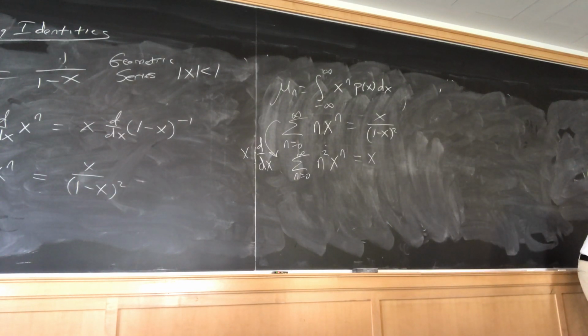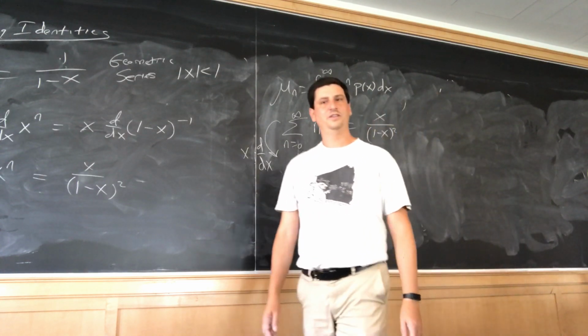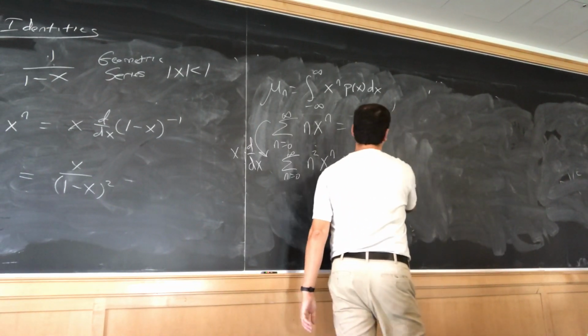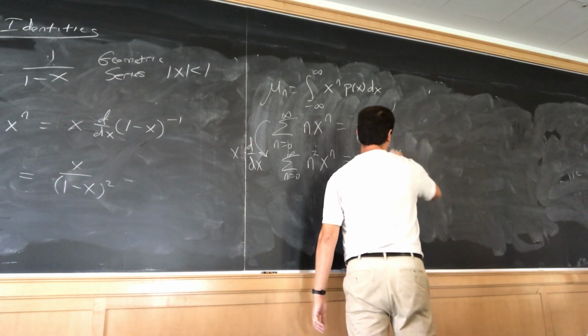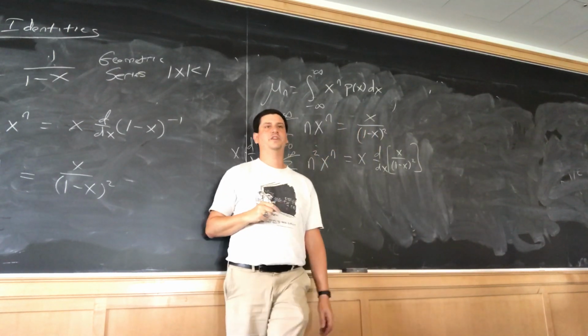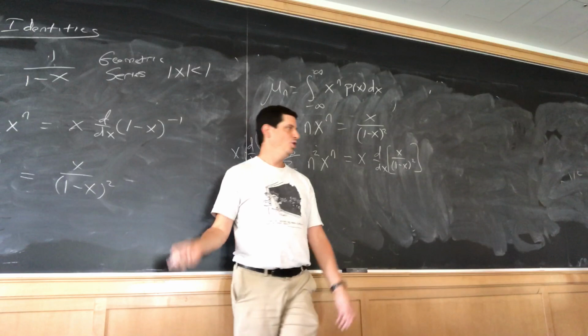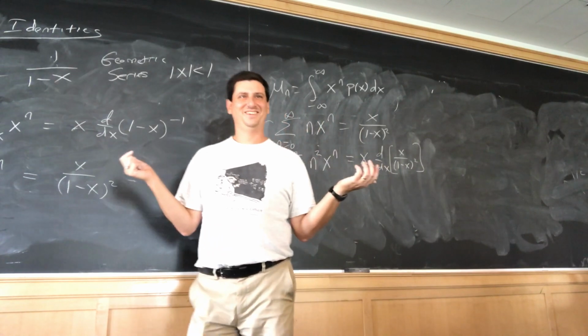So how do we do it? I need to take the derivative of x over 1 minus x squared. How do I take the derivative of that? Use the product rule or the quotient rule, or you go to something like Mathematica and just put in the derivative, and either one is fine.